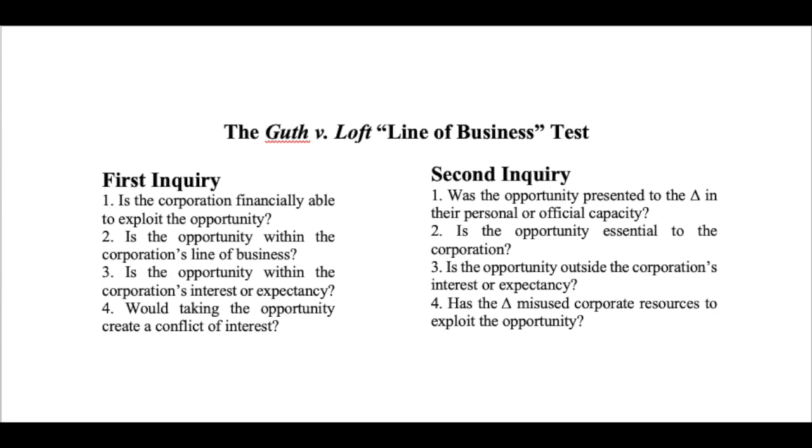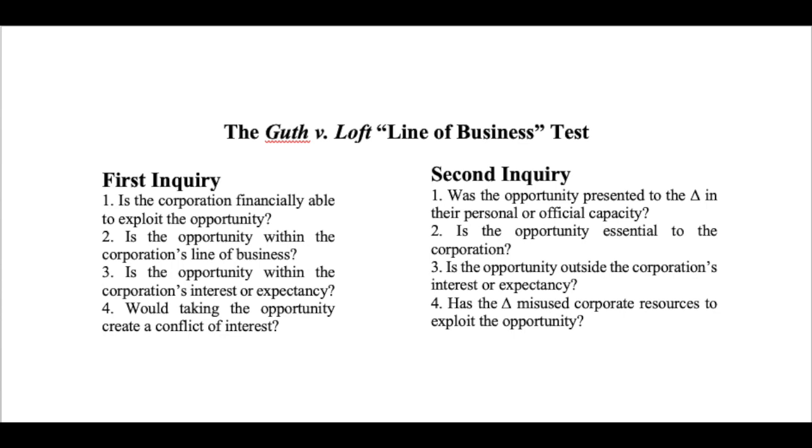Okay, so let's ask ourselves how things look for Braz under this test. Under the first inquiry, things look pretty good for him, and the court indeed seems to believe that this really just wasn't an opportunity that belonged to CIS in the first place. So is the corporation financially able to exploit the opportunity? No, CIS was struggling. Is the opportunity within the corporation's line of business? Well, yes, broadly, it surely was. CIS is in the cell phone business. Is the opportunity within the corporation's interest or expectancy?